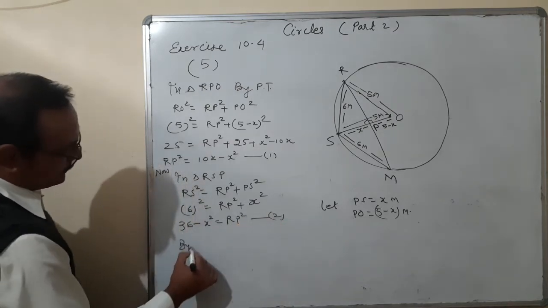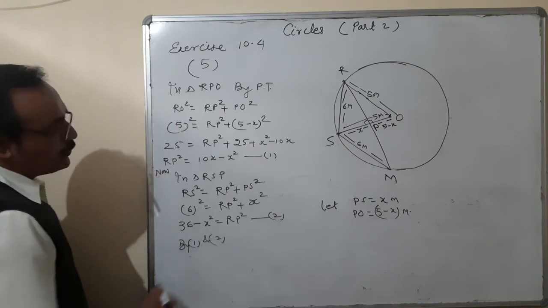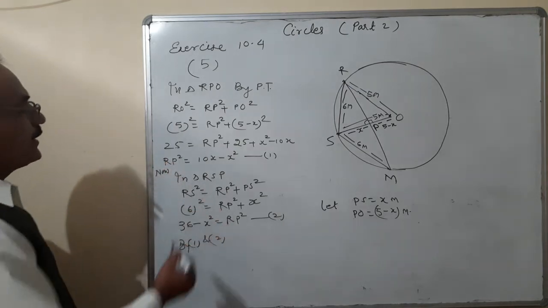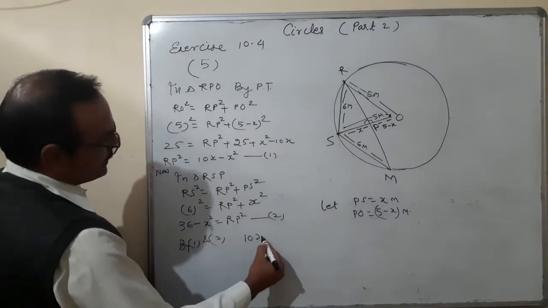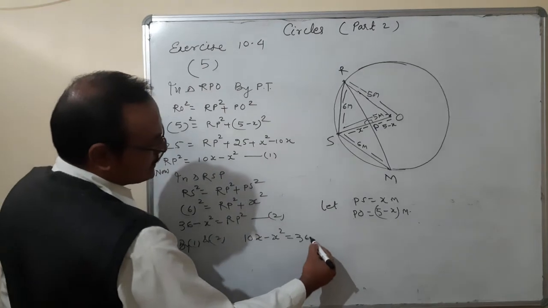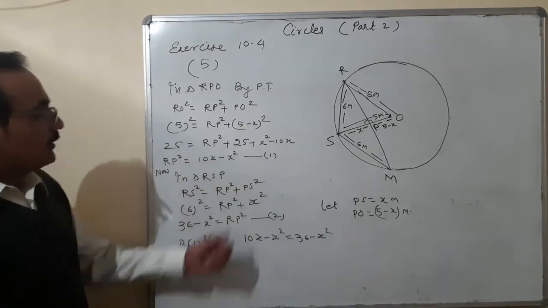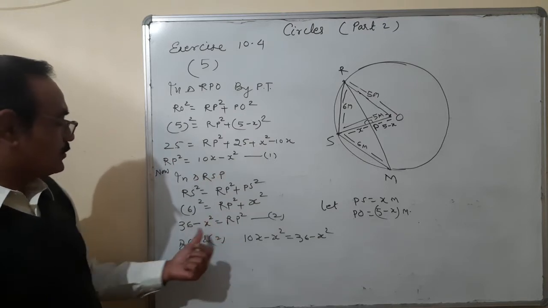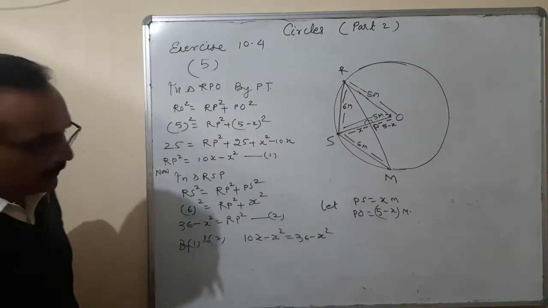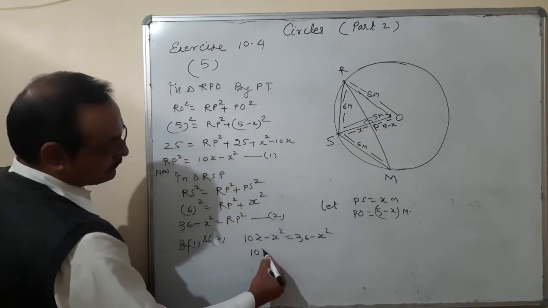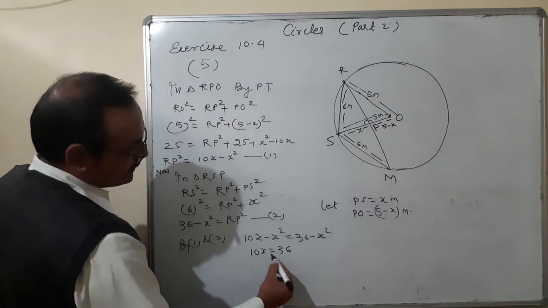Why 1 and 2? In both equations we have RP square, both the terms are the same. So we can write here 10x minus x square is equal to 36 minus x square. Equation number 1 gives RP square equal to that term, and here RP square is equal to 36 minus x square. Both can be compared. x square cancels. 10x is equal to 36.